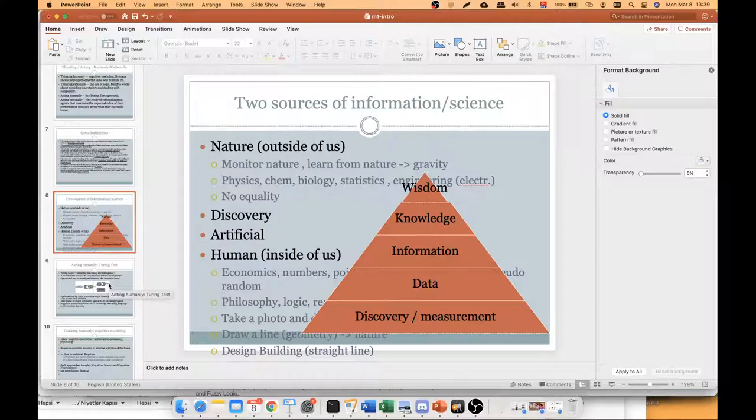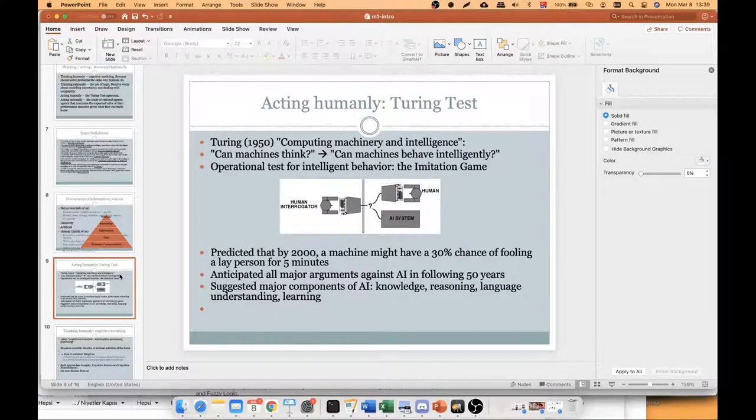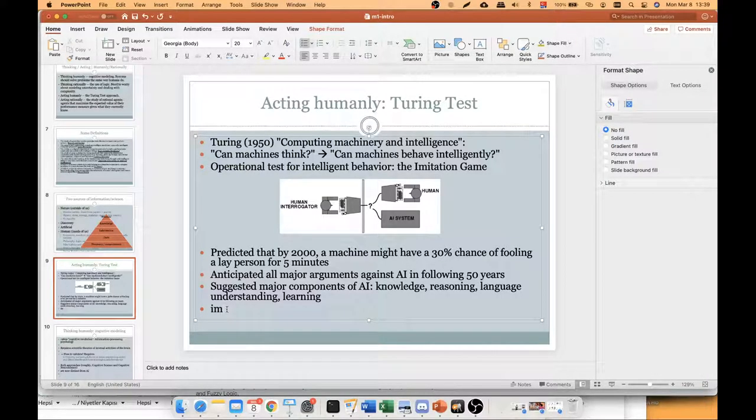So, we are talking about the sources, about the roots, but what about acting humanly? We go back to the 1950s and to Alan Turing. Maybe you already watched The Imitation Game. I strongly suggest you watch The Imitation Game if you have time. It's a crypto war between the Allies and the Axis, I mean the English and the German cryptographers.